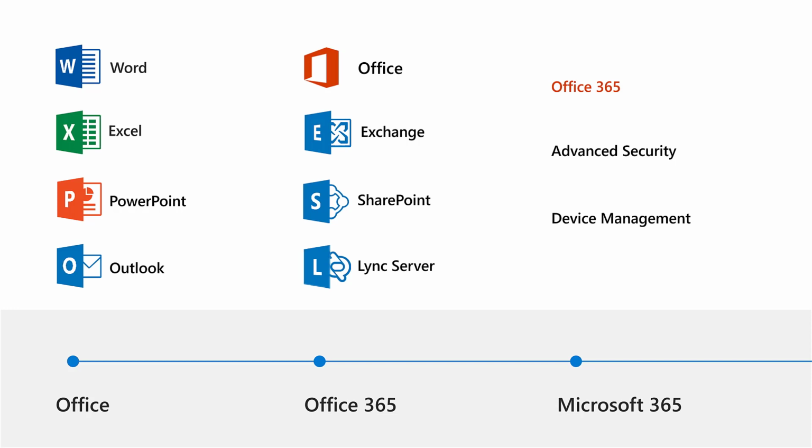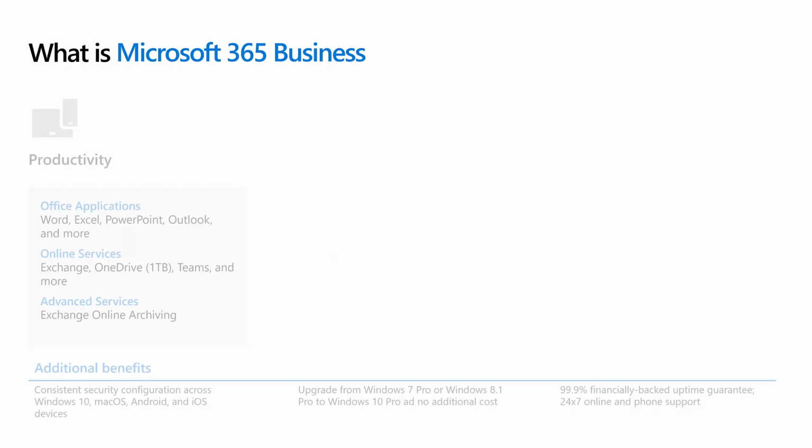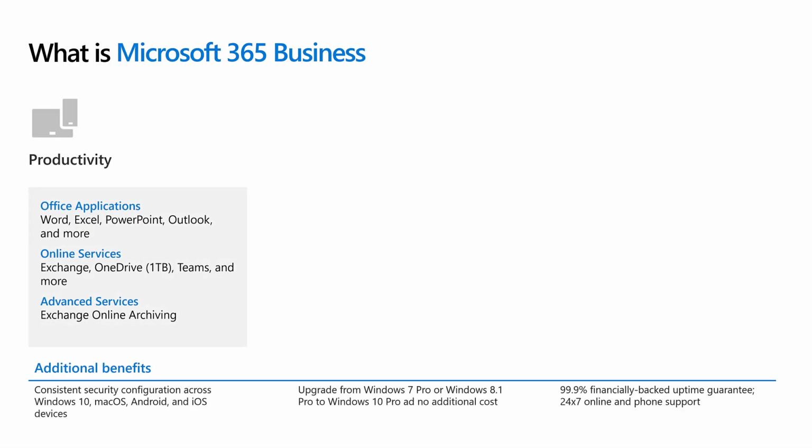So, starting off with what is Microsoft 365 Business. Just some of the high-level capabilities here. In terms of the version of Office that's built in, it comes with a base of Office 365 Business Premium. If you're familiar with the capabilities of Office 365 Business Premium, you're really off to a good start in terms of the additional capabilities that are included.